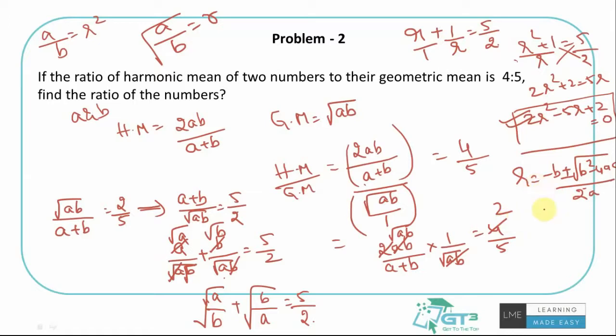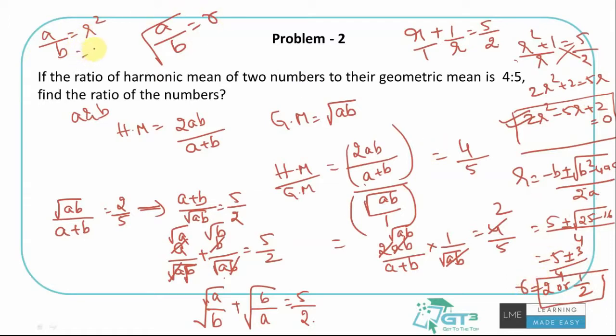So solving this, b is minus 5, so minus of minus 5 plus or minus square root of 5 square, 25, minus 4 2s are 8, 8 2s are 16, by 2 2s are 4. So 5 plus or minus square root 9, which is 3, by 4. So 5 plus 3 is 8 by 4 is 2, or 2 by 4 is 1 by 2. So R values are 2 or 1 by 2, and what is R square is what I need, right?